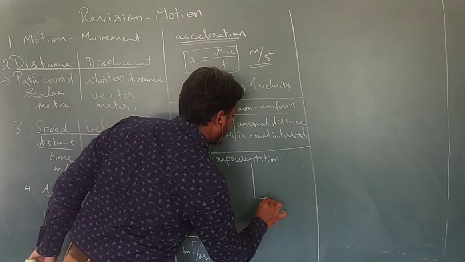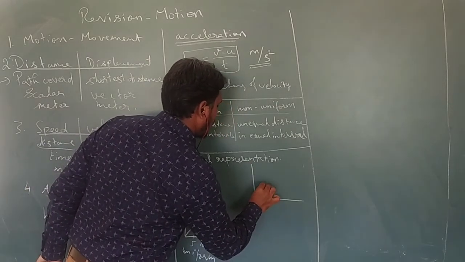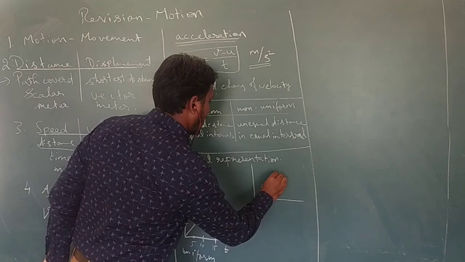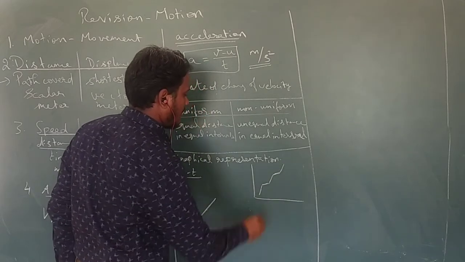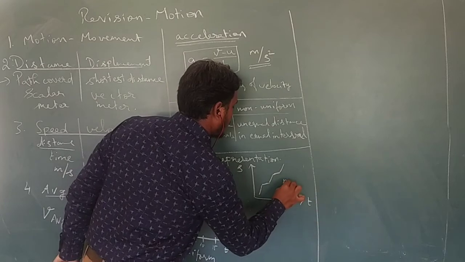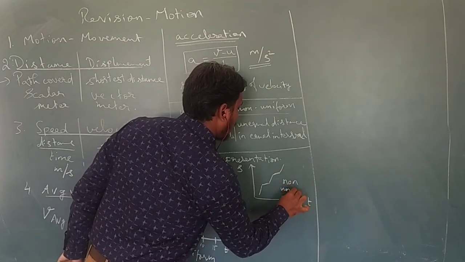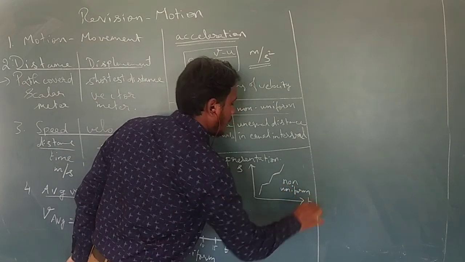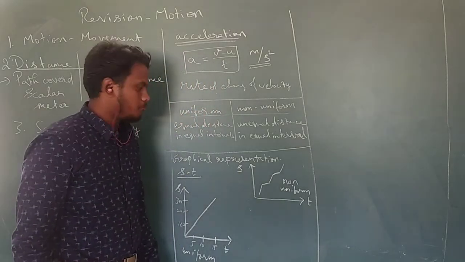If it is non-uniform motion, it will be random like this. Same distance and time axes, but non-uniform motion will be random.